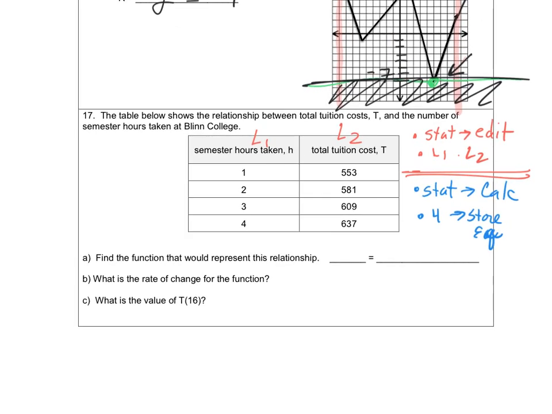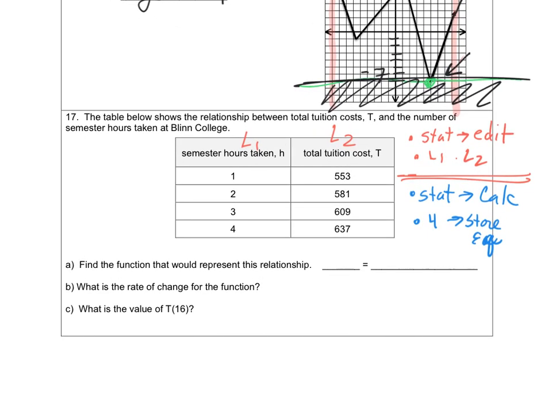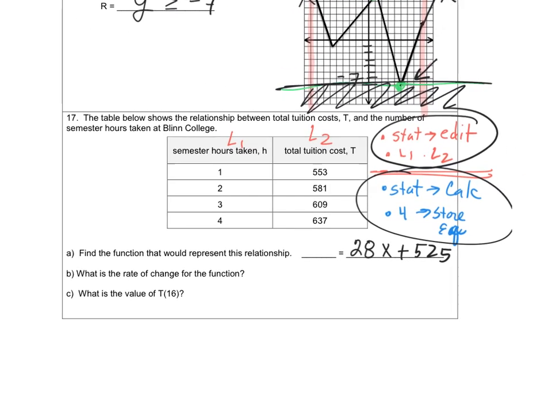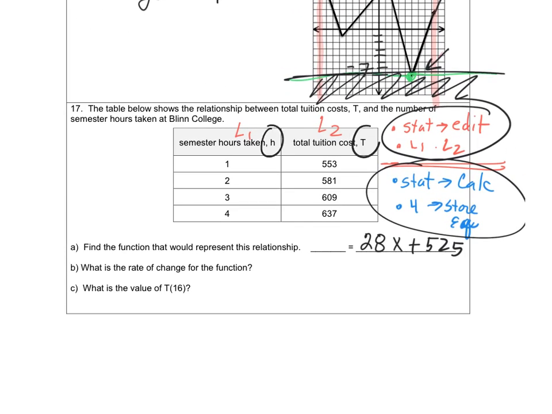Taking a look at number 17. Now this is a table. So the first thing I'm going to do in my calculator is do stat edit L1, L2. And I'm going to put these numbers in L1 and L2. Now if you're watching this video, you need to make sure you're doing those steps and making it happen. Then I do stat calc 4, and what I get in my calculator is the equation 28x plus 525.